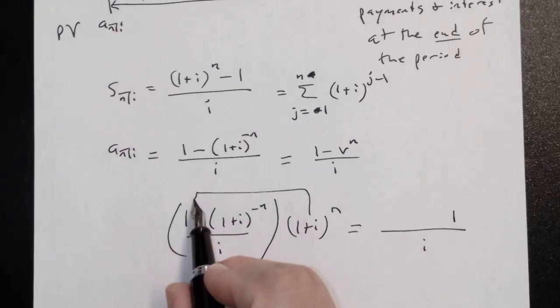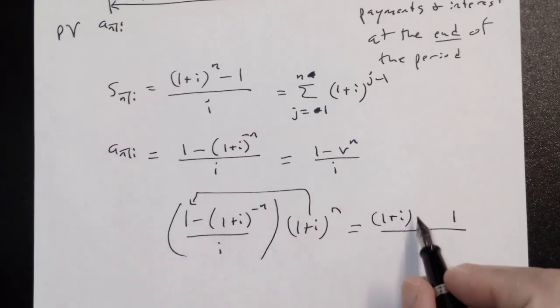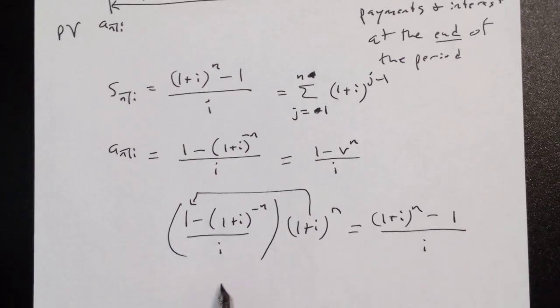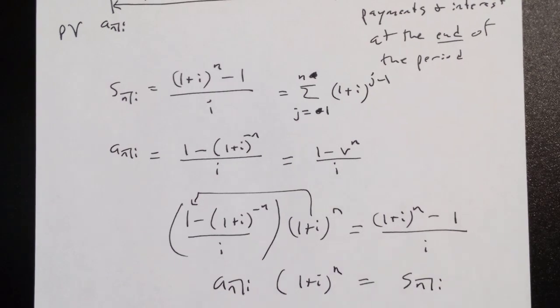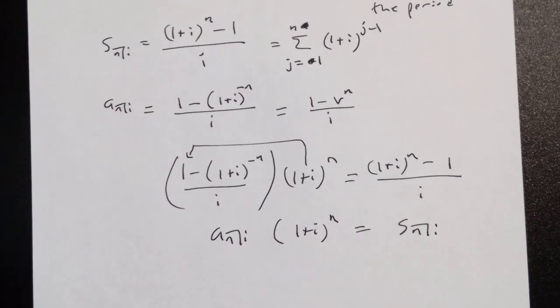Then I multiply this by the 1, and I get 1 plus i to the n. Wait a minute. A_n i times (1 plus i) to the n is S_n i. Literally, the present value. Do the compound interest all the way forward, and you get the future value. They're the same number. It's just what time are we looking at it?